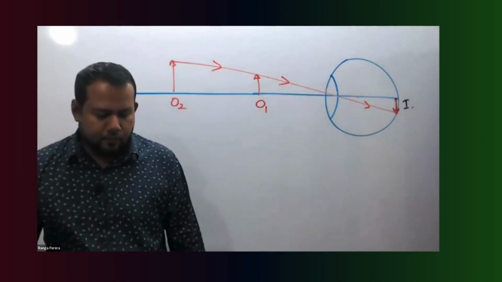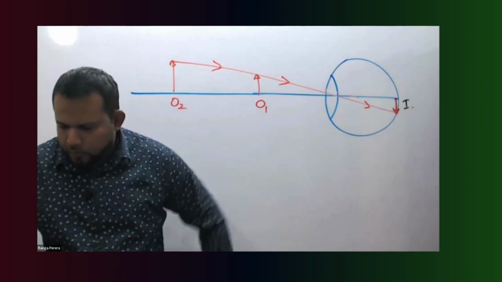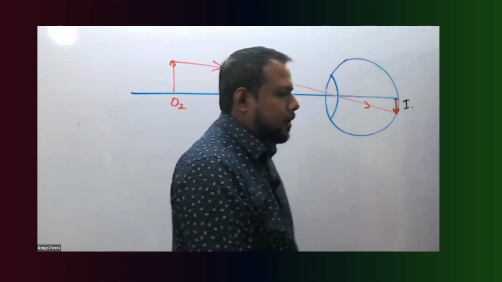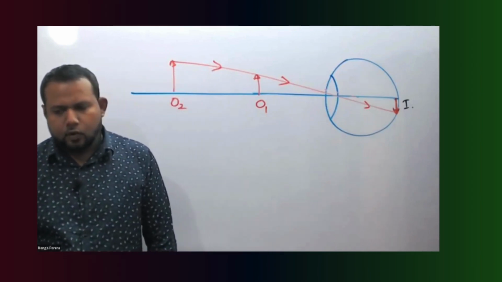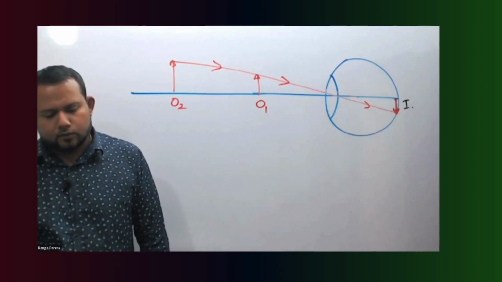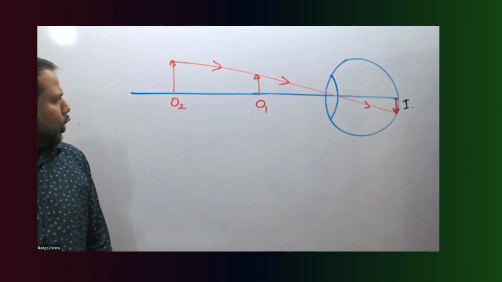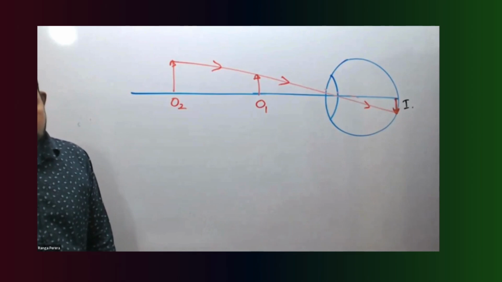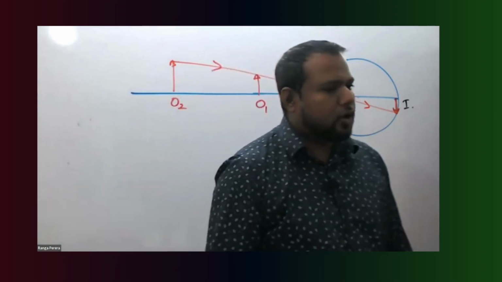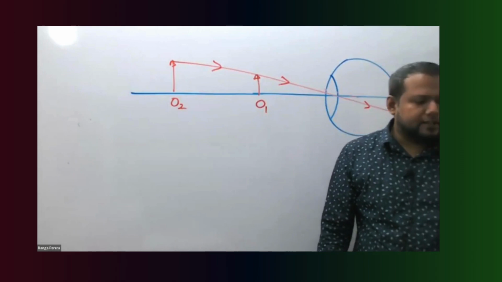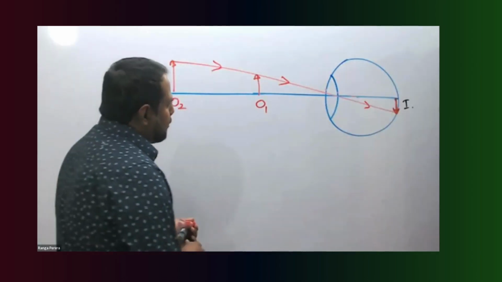Next point. Objects O1 and O2 appear the same size, although the size of object O2 is larger than object O1. I will take you to another instance.